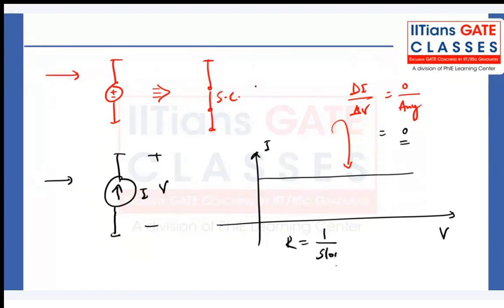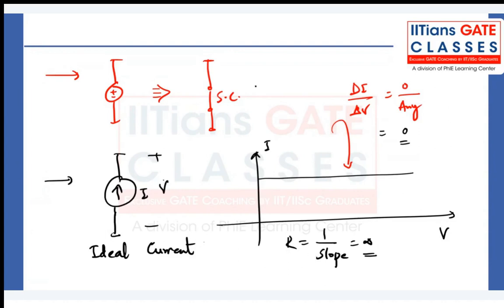Means infinity. So if somebody asks you what is the internal resistance for a current source, an ideal current source, remember, ideal current source, practical current source, ideal voltage source, practical voltage source, we will discuss all these things. So here you see the resistance is infinite.